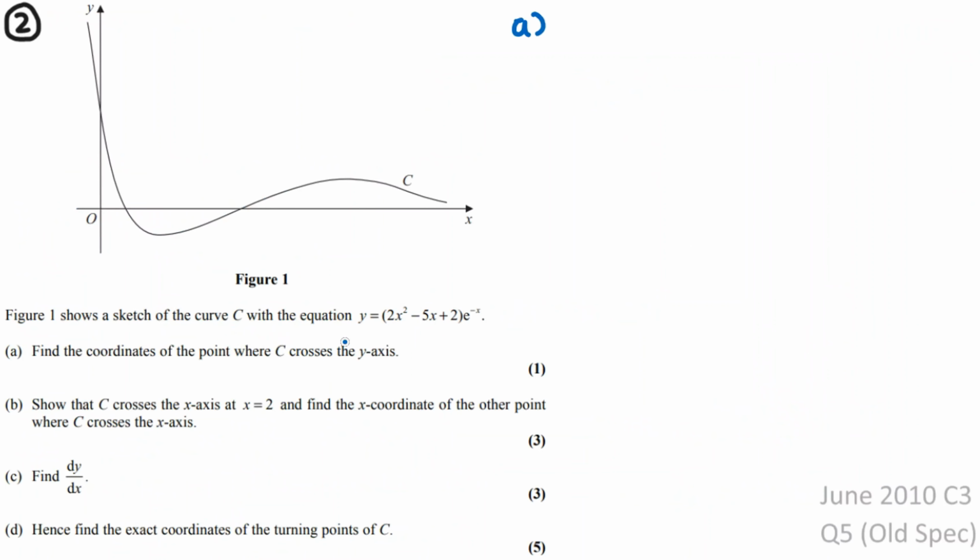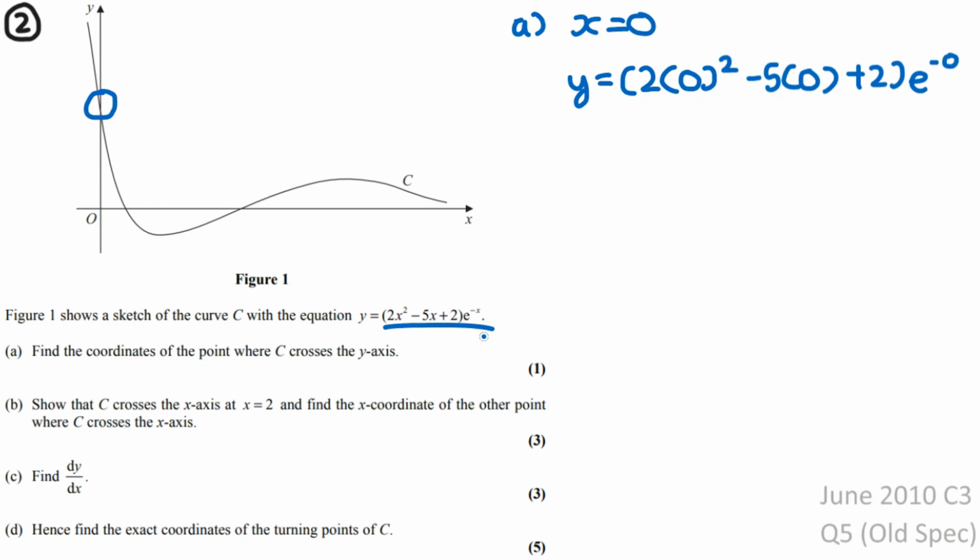Okay, so for question 2, we're told about the curve with the equation here, which is shown here. And for part A, we need to find the coordinates of the point where it crosses the y-axis. So this is going to be this point here. And this is going to be when x is equal to 0. So we need to find the y-coordinate when x is equal to 0. So just sub x is equal to 0 into this equation here, which is what we've done here. And then if you put this into your calculator, you get out a value of y is equal to 2. So the coordinates of the point where C crosses the y-axis is (0, 2).